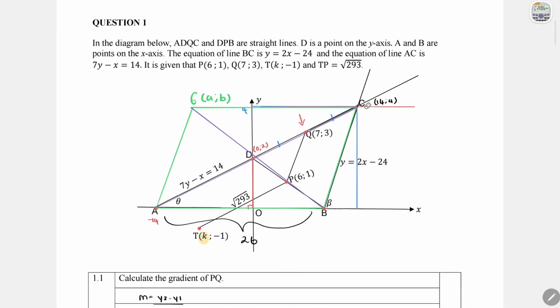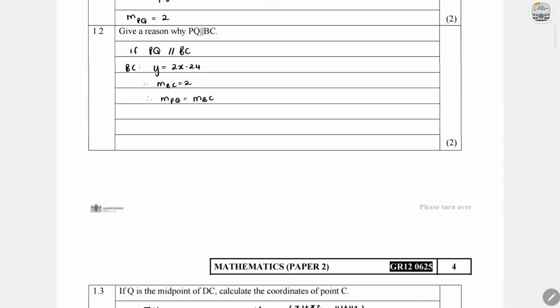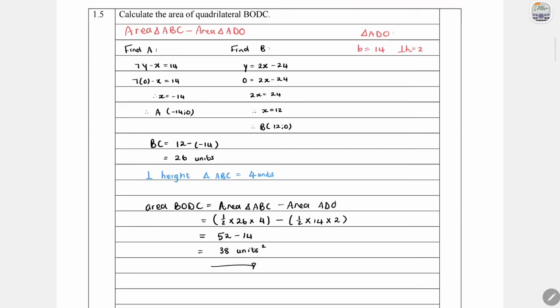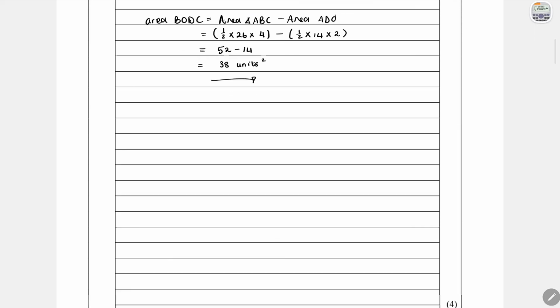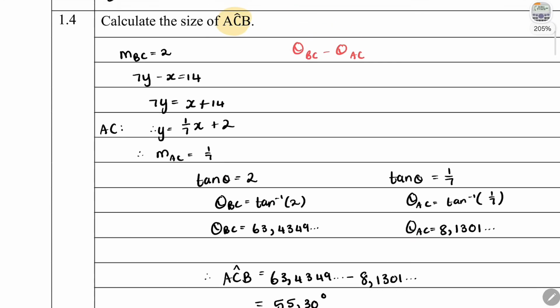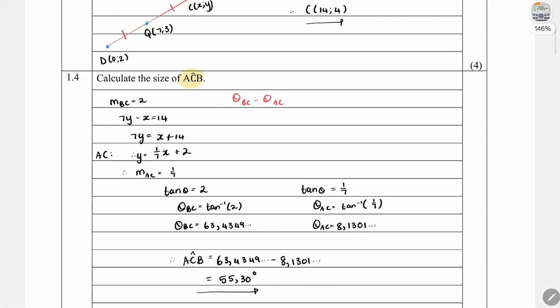AC is this line, and here is the equation. We got the gradient at some point when expanding it so that we could find that y-intercept. Let me just see where that was. Okay, so yeah, we already found that gradient. It is 1 over 7.